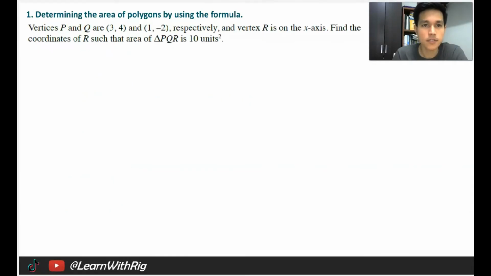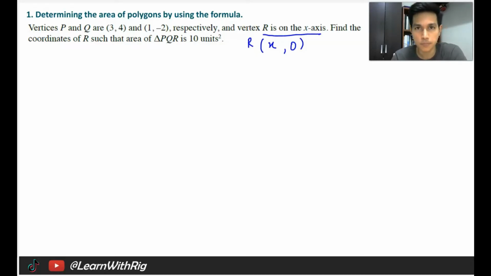Vertices P and Q are (3, 4) and (1, negative 2) respectively, and vertex R is on the x-axis. Find the coordinate of R such that area PQR is 10 unit square. So now they give you all 3 coordinates except R. R they only told you is on the x-axis. So if it's on the x-axis, we know that the y value is going to be equal to 0. Okay, but we don't know what's the x value. So R, we don't know the x value, but we know the y value is equal to 0 because it's on the x-axis.